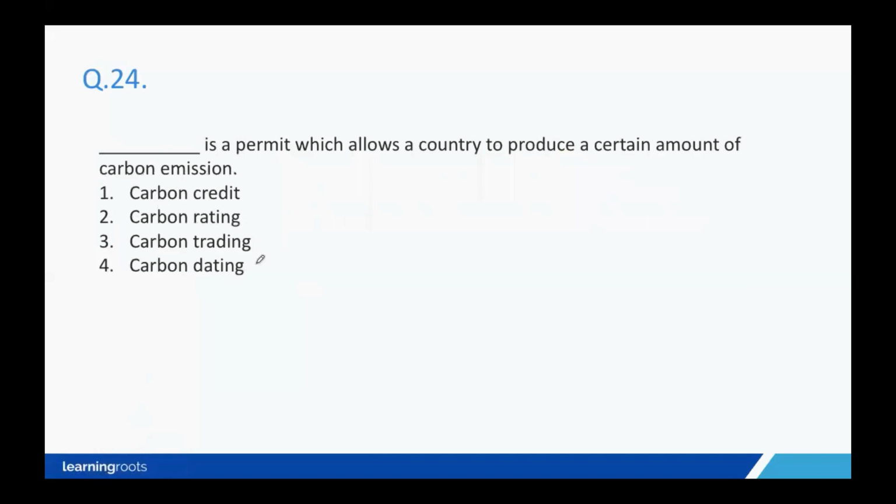Coming to 24, dash is a permit which allows a country to produce a certain amount of carbon emission. Again, something that you should know. The answer is carbon credit. Carbon credits are very commonly talked about, so carbon credit is the answer in this case. It can't be the others. It can't of course be carbon dating, which is something that we use to determine the age of either a tree or something else.